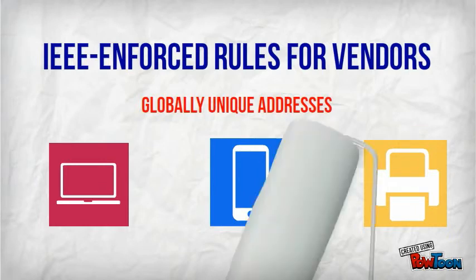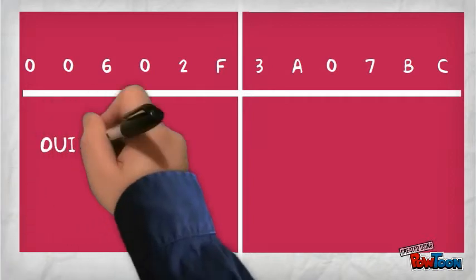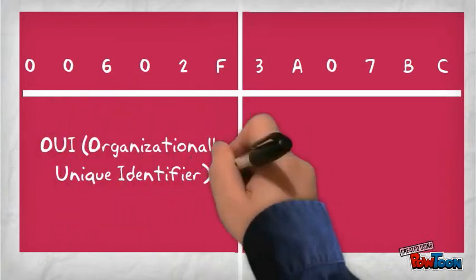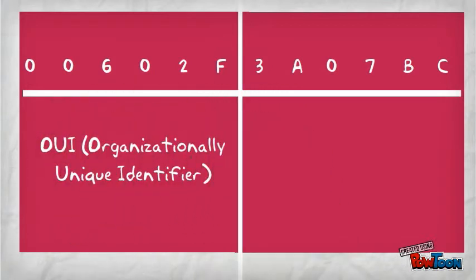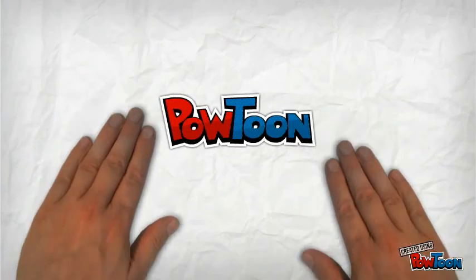There are two principal rules for the vendors. First, they must use the vendor's assigned OUI, organizationally unique identifier, as the first 3 bytes. Second, all MAC addresses with the same OUI must be assigned a unique value in the last 3 bytes.